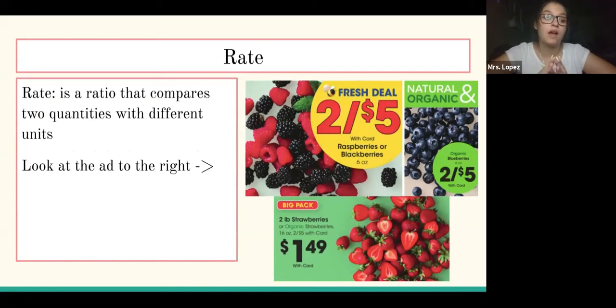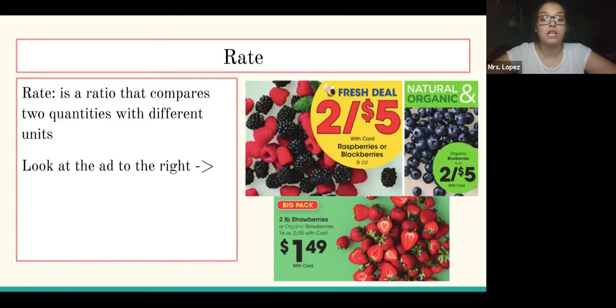For example, if I have a 12-ounce can of corn that costs 69 cents, the rate is 69 cents for 12 ounces. So the first term of the ratio is measured in cents, and the second term of the ratio is measured in ounces. And you can write this as a fraction of 69 cents over 12 ounces, or you can write it with a colon as well, 69 colon 12 ounces. Both of these expressions mean that you'll pay 69 cents for every 12 ounces of corn.